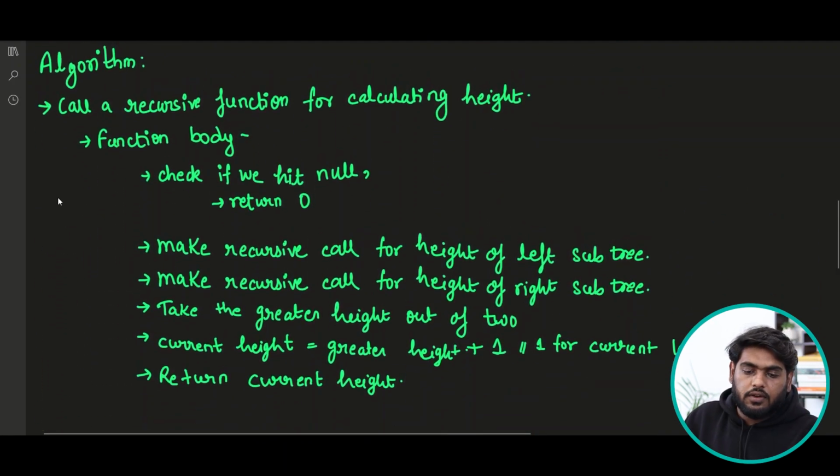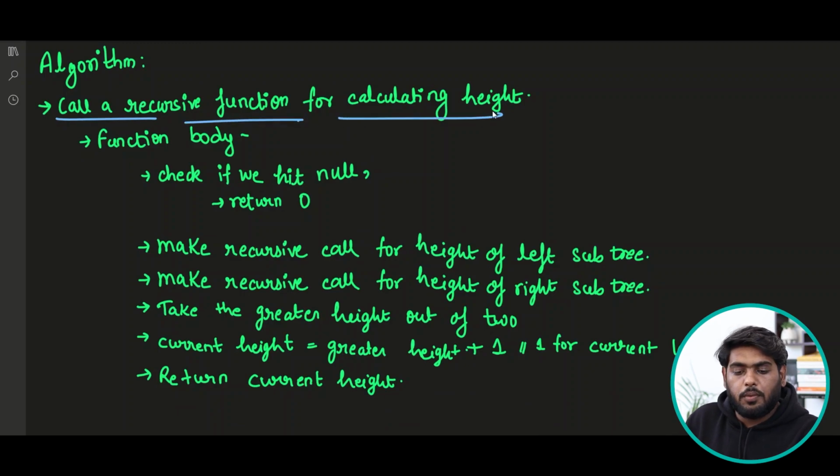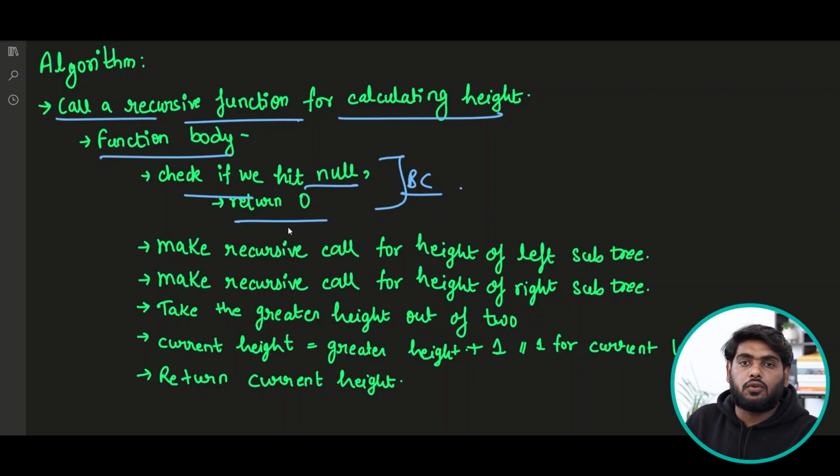Let's see the algorithm for the same. Okay, so what the algorithm says, just simply call the recursive function for calculating height. That is the only problem. What is going to be the function body? As I said, this is going to be your base case. What is the base case? Whenever you hit null, you have to return 0. We have concluded why.